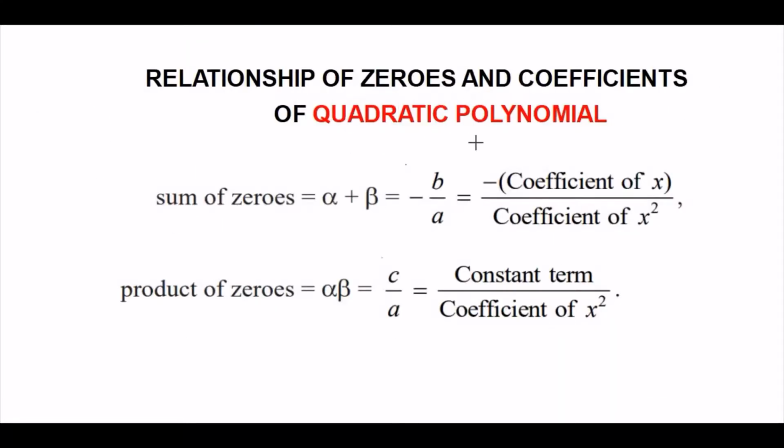Relationship of zeros and coefficients of a quadratic polynomial. The quadratic polynomial is p of x is equal to ax square plus bx plus c. And here if alpha and beta are the zeros of this polynomial, then the sum of the zeros, alpha plus beta, is equal to minus b by a, where b is the coefficient of x and a is the coefficient of x square. The product of the zeros, alpha beta, is c by a, that is constant by coefficient of x square. Let's check with an example.